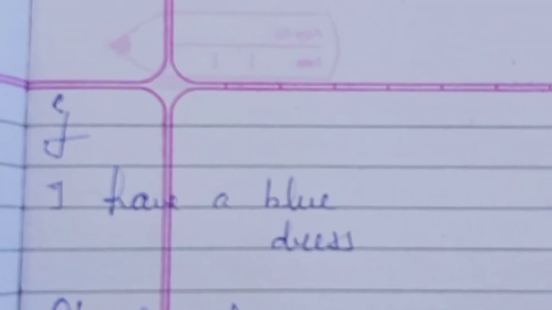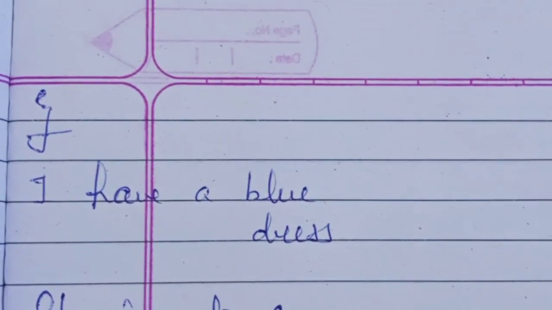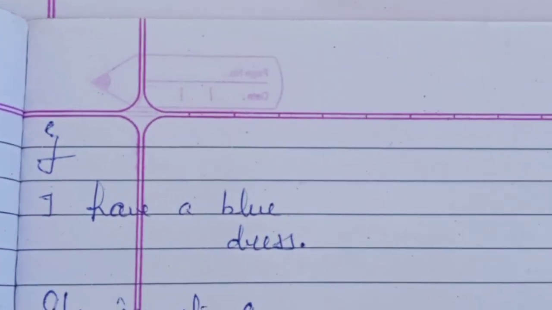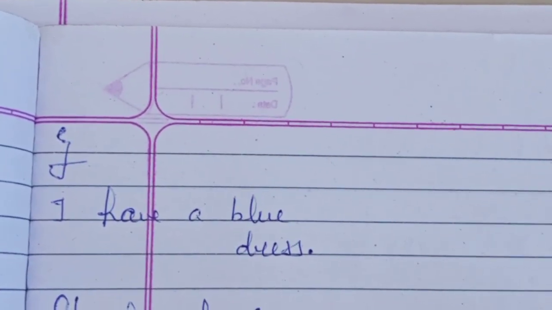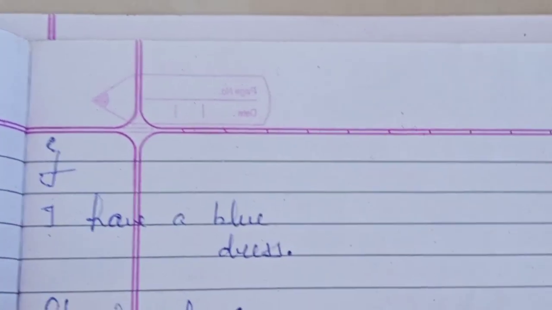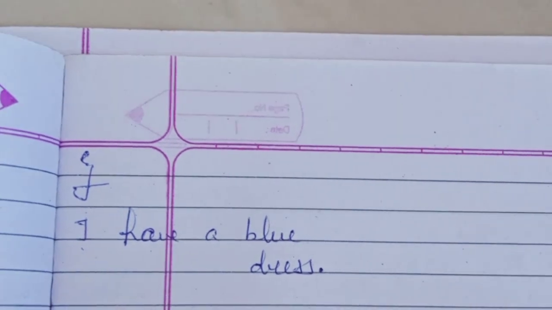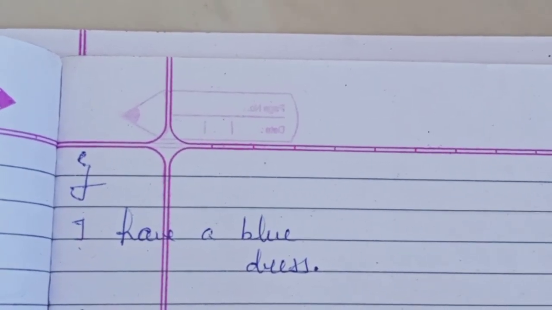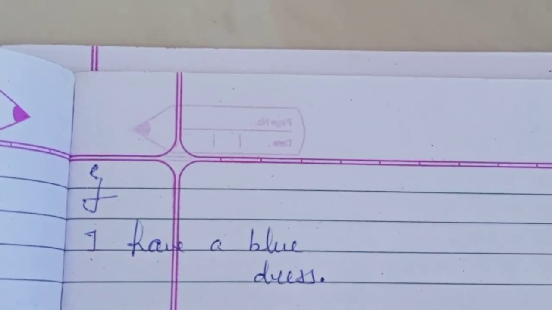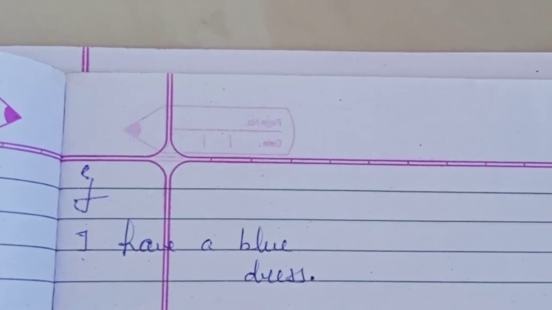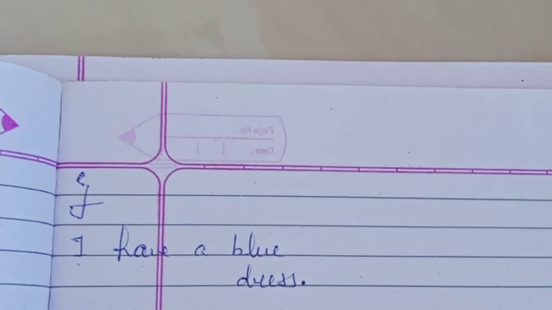So I am giving you one example. Read these 2 sentences. I have a blue dress. At the end of the sentence, you have to put a full stop. Fine? And the first letter is in capital. So, I have a blue dress. Full stop. This is a type of declarative sentence.